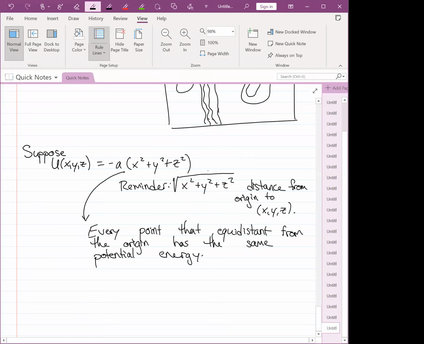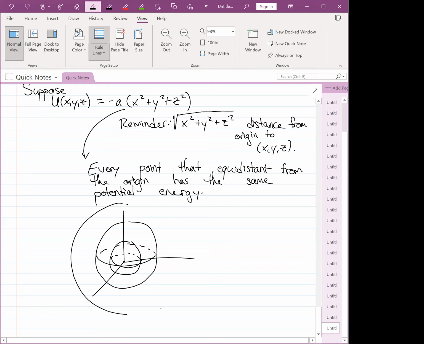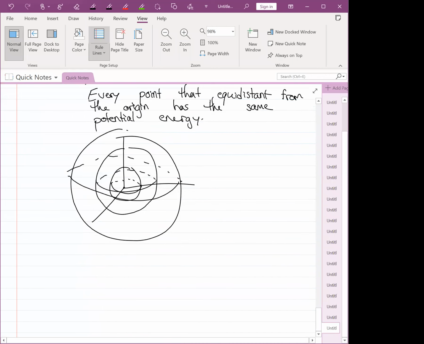And hopefully you remember your geometry, points that are the same distance from the origin represent the set of points on the surface of a sphere. So with this potential energy function, every point that is on the surface of a sphere has the same potential energy. And so what we can do is draw shells around the origin, and every point on each of those shells has the same potential energy. And these are surfaces, right? That's why they're called equipotential surfaces. Every point on those shells has the same potential energy.